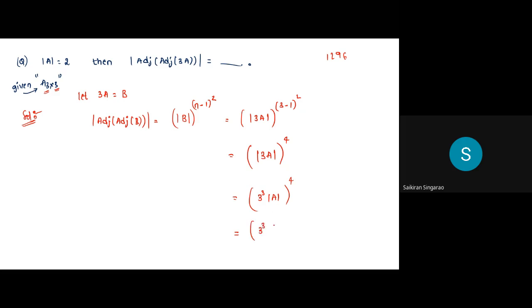Determinant of A is how much, sir? 2. Determinant of A is 2. Whole power 4 is there. So this would become 3 power 4 into 3, 12 into 2 power 4. This should be the answer. I don't think 1296 is also correct. But I'm happy at least someone has tried doing it.